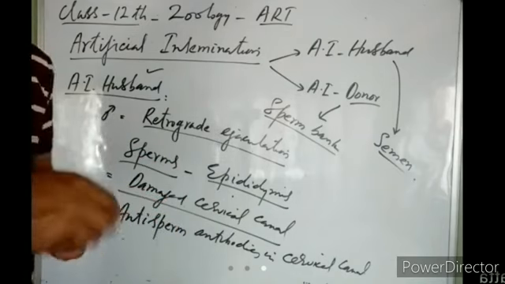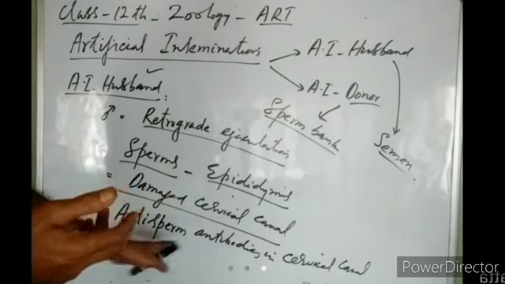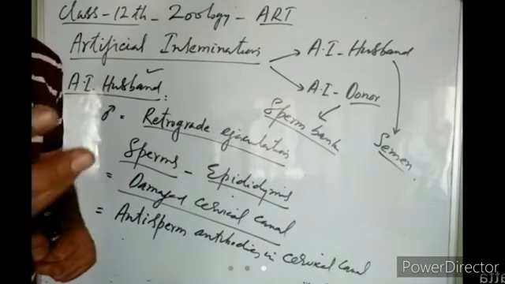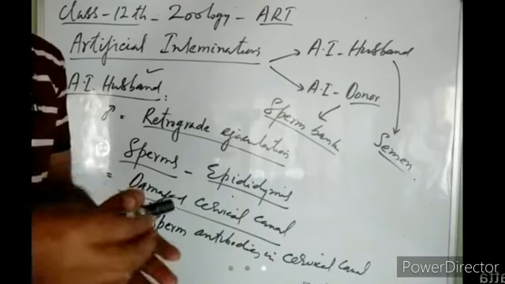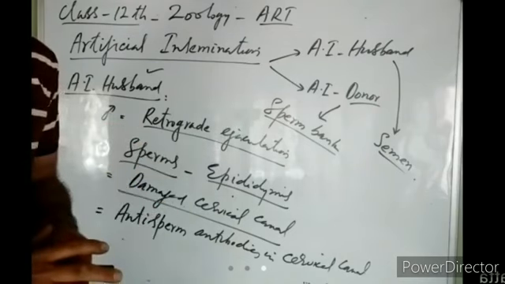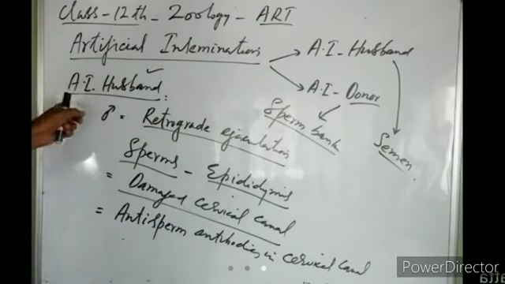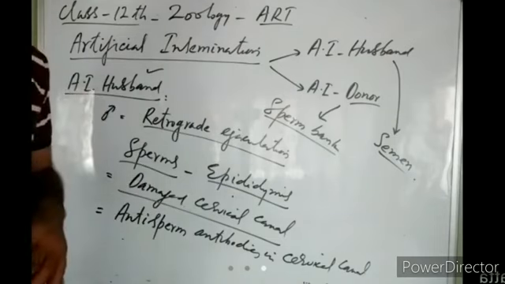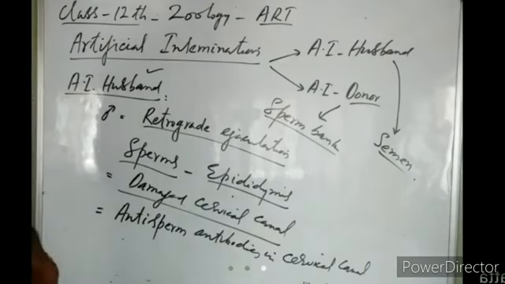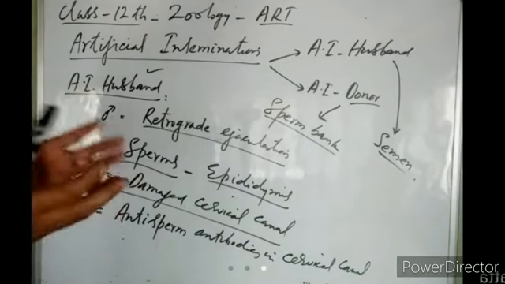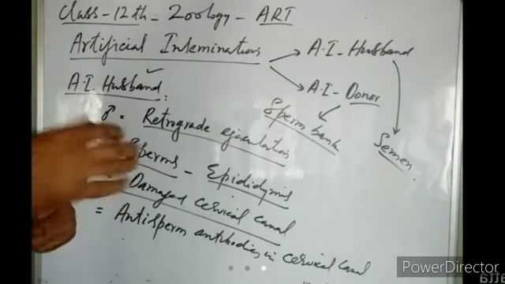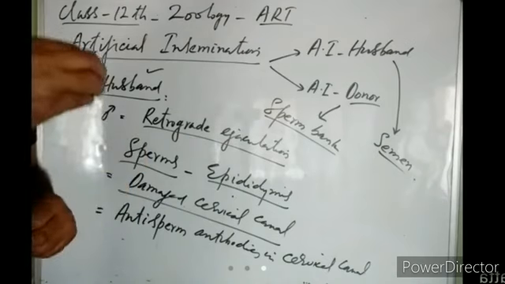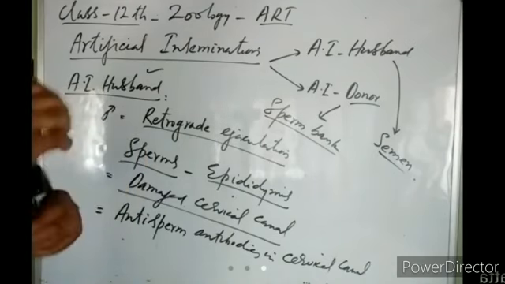In order to overcome this problem of anti-sperm antibodies in the cervical canal, now the semen, instead of being deposited in the vagina, is directly deposited into the uterus of the female by artificial means, right? So that is also known as artificial insemination husband. In artificial insemination husband, the husband's sperms are collected, then they are deposited by artificial means, either into the uterus directly or in the vagina.